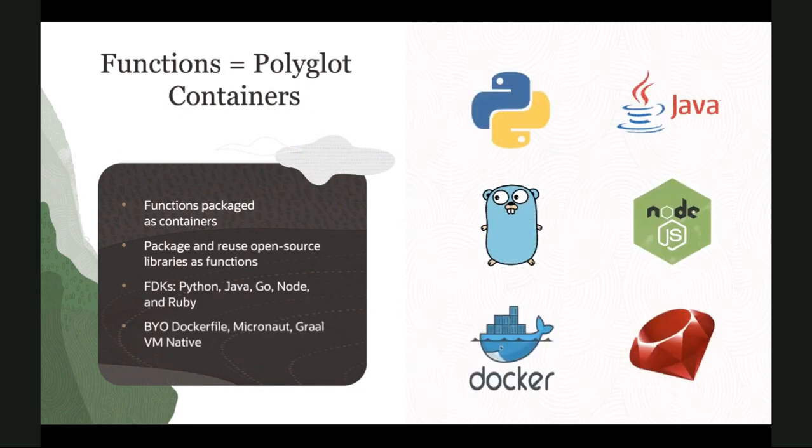Functions is polyglot and container native. Functions are packaged as Docker images and run as containers. This lets you package and reuse open source libraries as functions. We have rich support and function development kits or FDKs for Python, Java, Go, Node, and Ruby. And for advanced use cases, we allow you to bring your own and customize the FN generated Docker file. We allow you to use Micronaut microservices framework and GraalVM native, which will help you reduce your Docker image size and memory footprint.